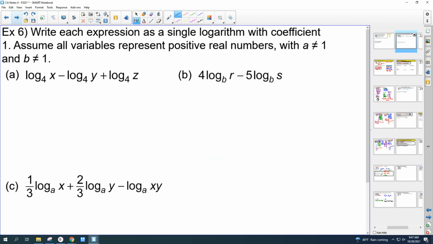I think it's more useful to go the other way. Example 6 is the exact same type stuff, except now we're going the other direction. This is going to be way more useful, especially when we have to solve equations. So notice I see a minus and a plus. So I'm going to use the quotient rule for this one, and I'm going to use the product rule for this one. I can say log base 4, and you're going to have x over y times z. I think that's the best way of looking at that one.